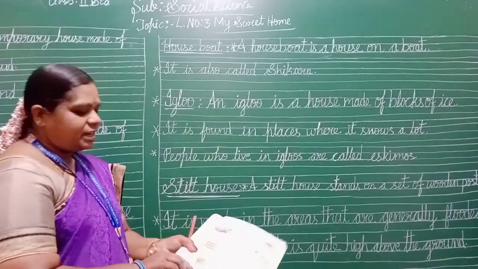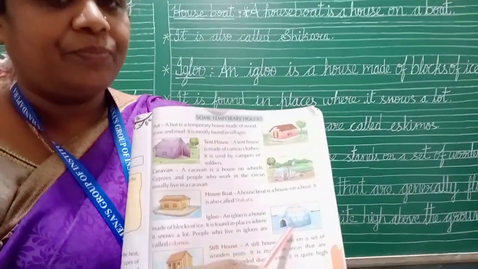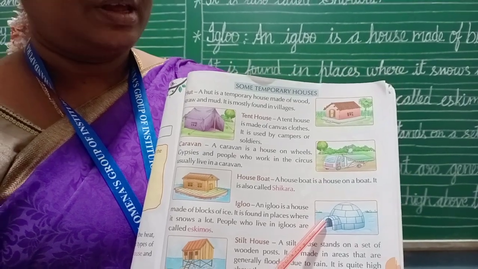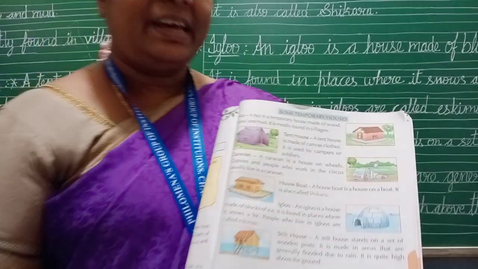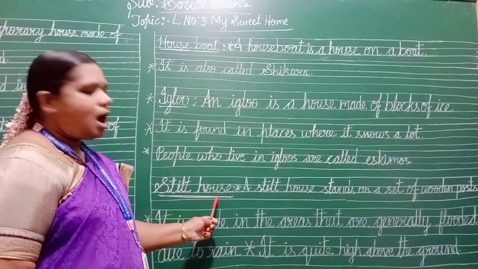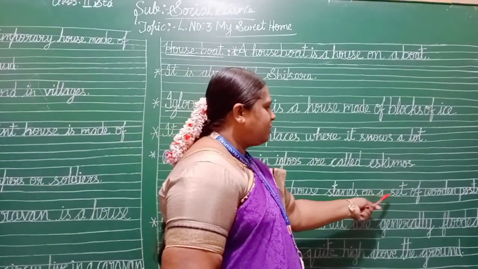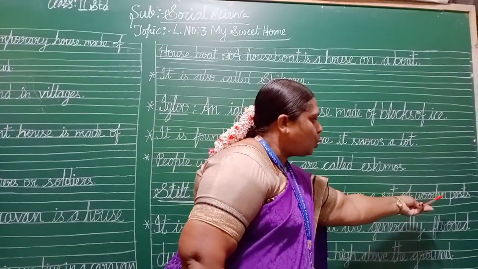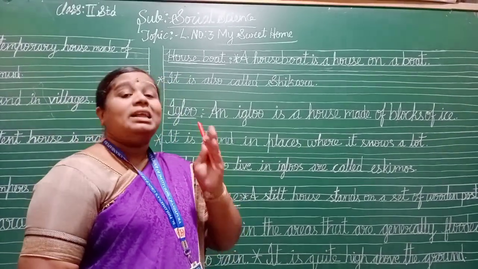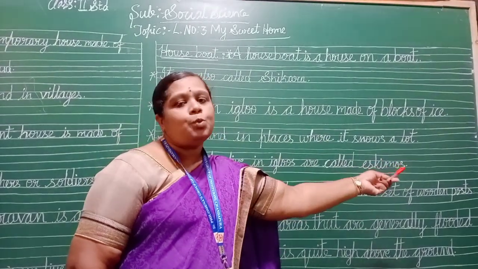The next one, see here, I'll show you the igloo. Can you see here? This is known as igloo. Understood, children? The next one is stilt house. A stilt house stands on a set of wooden posts. So the stilt house is a house that stands on stilts, that is wooden posts.